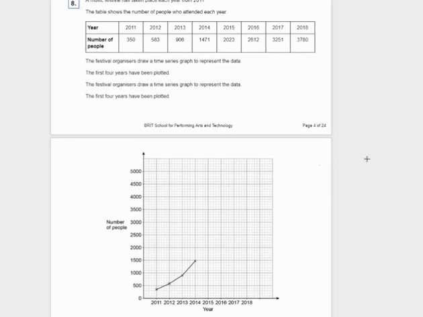Welcome to part two of the Higher Paper Two AQA GCSE maths revision. Wow, that is a lot to say. Anyway, so we've got question eight.